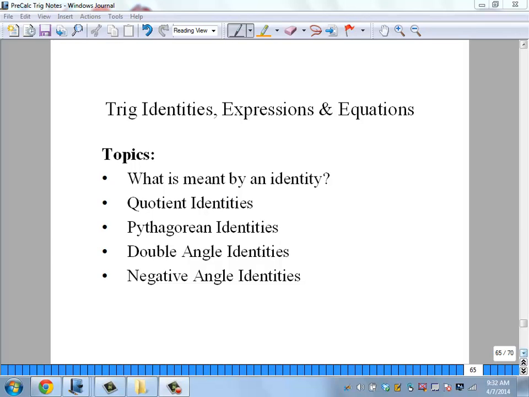All right, welcome to Trig Identities, Expressions, and Equations. First of all, we're going to talk about what is meant by an identity, and then we're going to talk about quotient identities, Pythagorean identities, and double angle identities. We're going to wait on the negative angle ones for the moment, but we're going to talk about this so we can work on it in class.